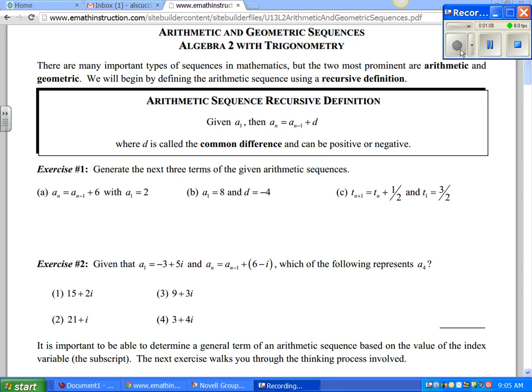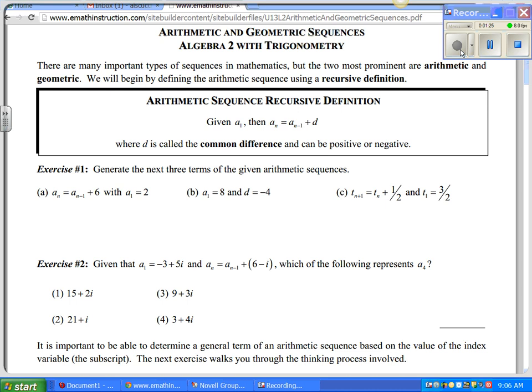Okay, so that formula, a sub n equals a sub n minus 1 plus d, is our formula for an arithmetic sequence, recursive. Okay, notice it gives you a sub 1 as well. So we're going to use that to real quick go through these three. This should be review from yesterday. This should move very quickly.